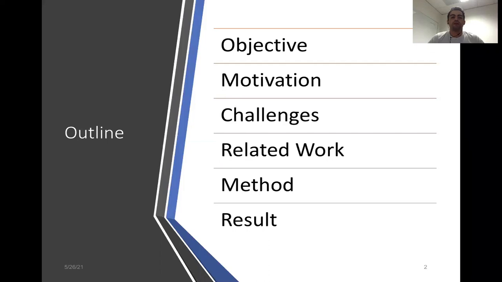So we first go through the objective, then we give some motivation, then we talk about the challenges that we had, and after a brief introduction about the related work, we go to the method, and then we present the results.